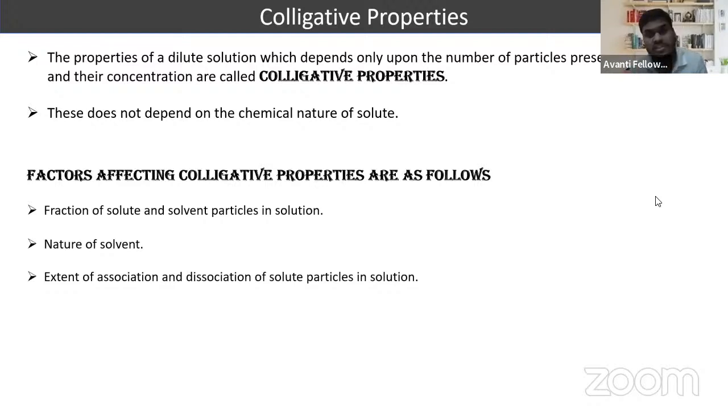Okay, so first of all, what is colligative property? Basically, colligative properties are the properties of dilute solution. They depend only upon the number of solute particles and are independent of their nature, size, shape, and chemical nature.